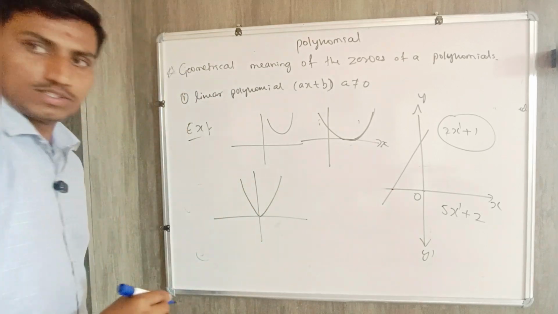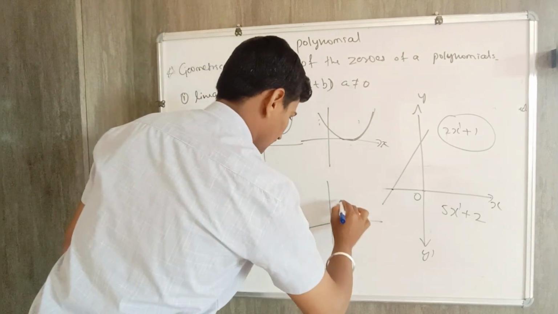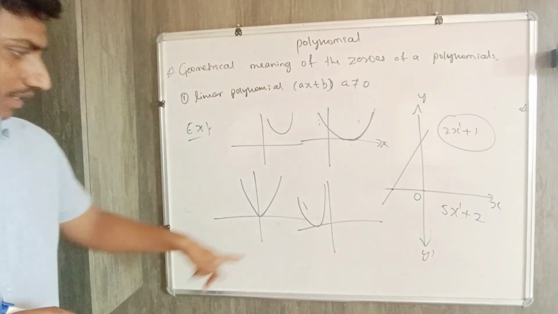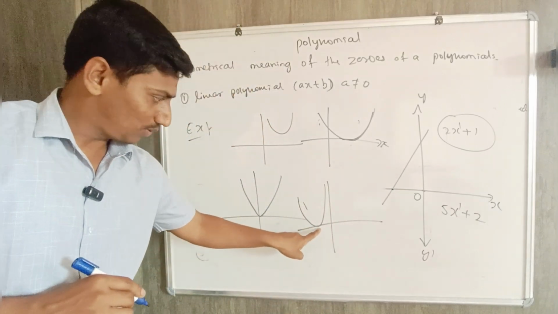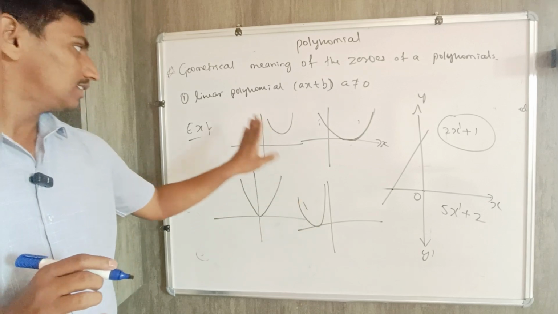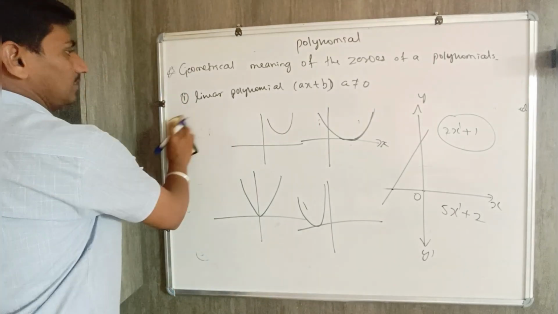And now, how many zeros? Only 1. It intersects the x-axis at only 1 point, so this is only 1 zero. Okay, this is a linear polynomial. Now see the next one.